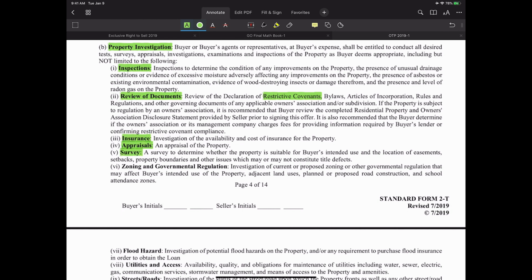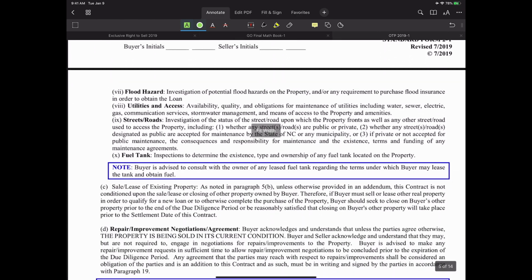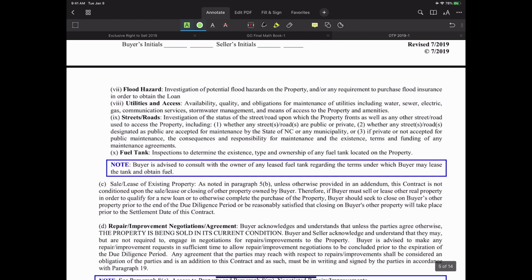Zoning and governmental regulations. So are there any zoning rules or ordinances that would stop the buyer from doing something they wanted? Of course, we know it's a material fact whether or not it's in a flood hazard. Do they have utilities, and what's the access? How much are those utilities? And we also know we have to disclose whether or not the streets are publicly or privately maintained.